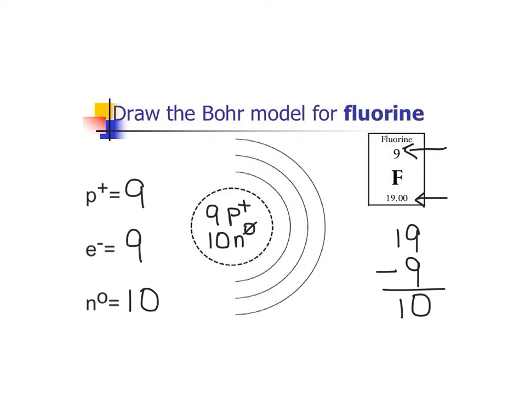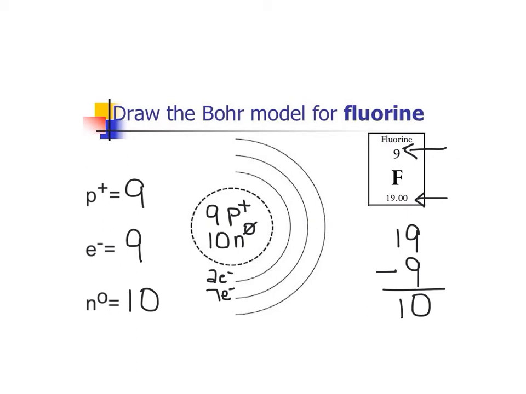We know that each energy level holds a specific amount of electrons. The first energy level can hold up to 2, and then the second energy level can hold up to 8. We have 9 electrons, so 2 of those electrons will fit in the first energy level. 9 minus 2 is 7. Since the second energy level can hold up to 8, the remainder, 7 electrons, will fit in that energy level.